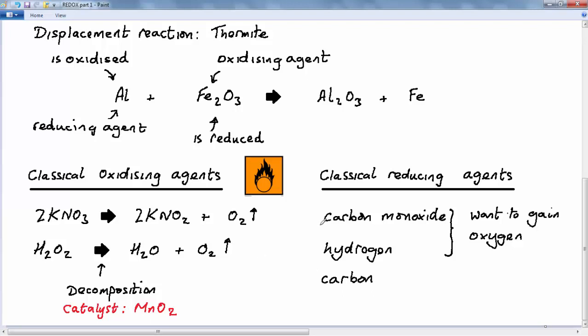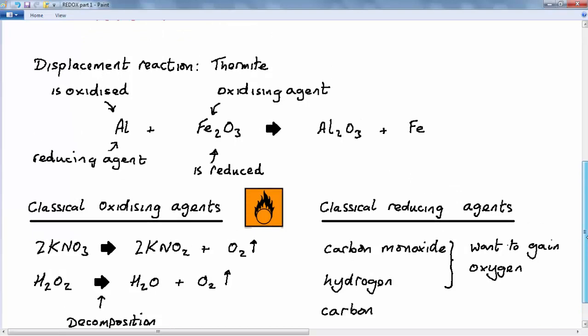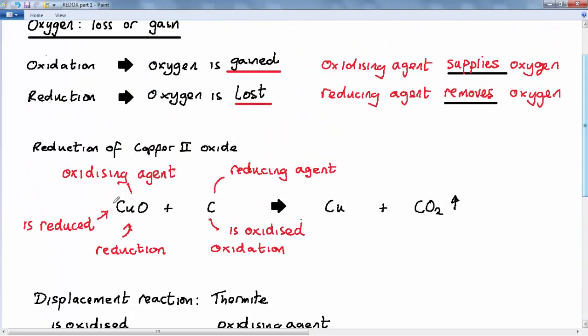Well, while those are our classical oxidizing agents, our typical or classical reducing agents would be carbon monoxide, hydrogen and carbon. So in the case of the reduction of copper oxide, this isn't true for all of the metal oxides, obviously, because it depends on their position in the reactivity series. Well, for example, carbon can be used as a reducing agent, or carbon monoxide, or hydrogen in this case.